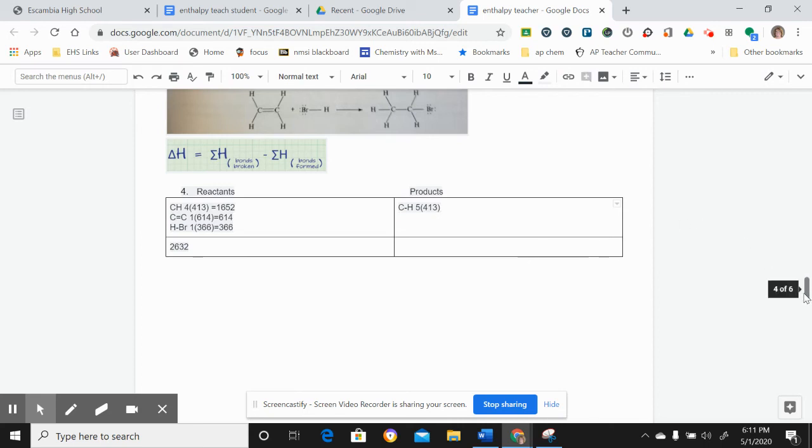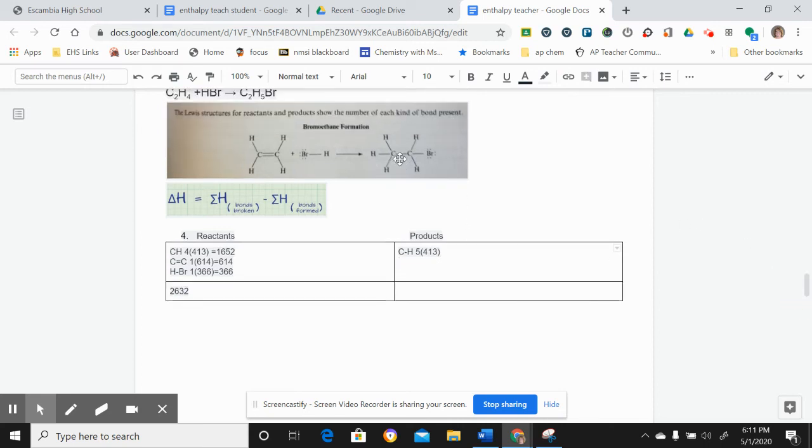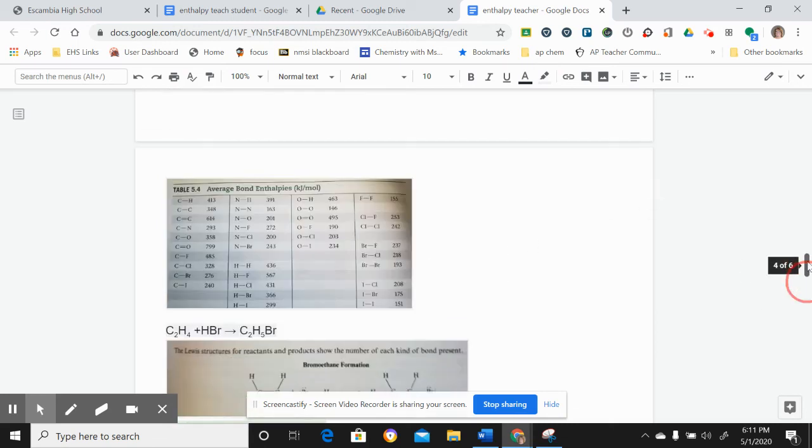And what else do you see in that one? I see a carbon to a carbon, right? It's just a single bond there, not a double bond. I have a C to a C. And how many C to a C's do I have? I have only 1 of them. If I look at here, it's 348.